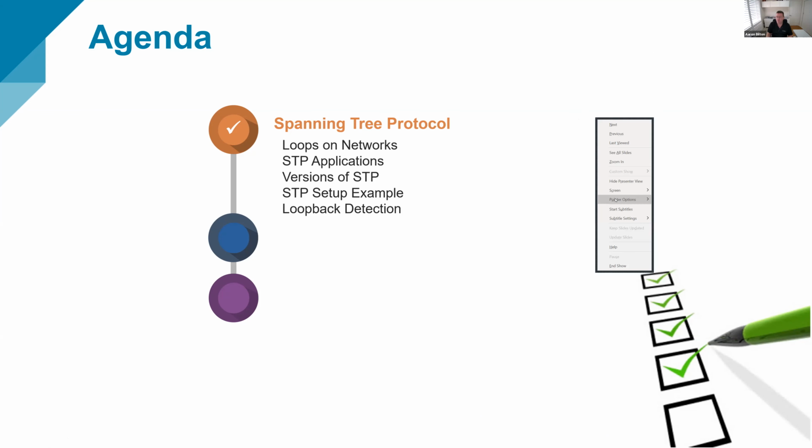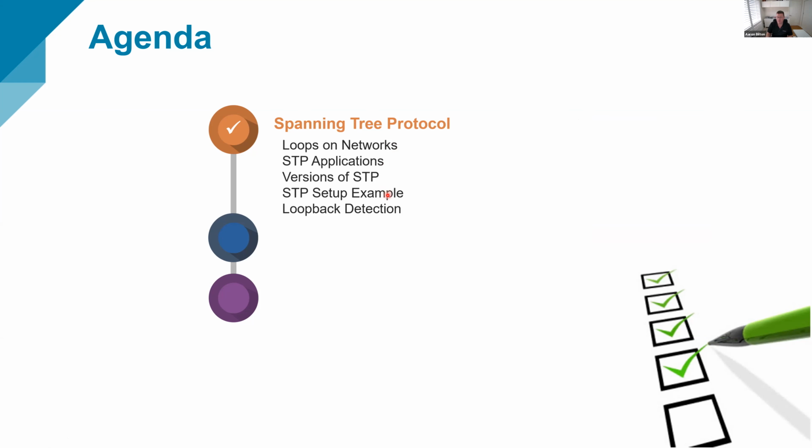I'll just pop the pointer on here and give you a bit of a laser thing. We're going to go through loops on networks. I'll give you some examples of what I've seen. I've seen some very amazing ones, I must say. We'll go through STP applications, how we can use it to avoid loops and what we can use for redundant connections. Different versions of STP, because there's standard, fast, multiple.